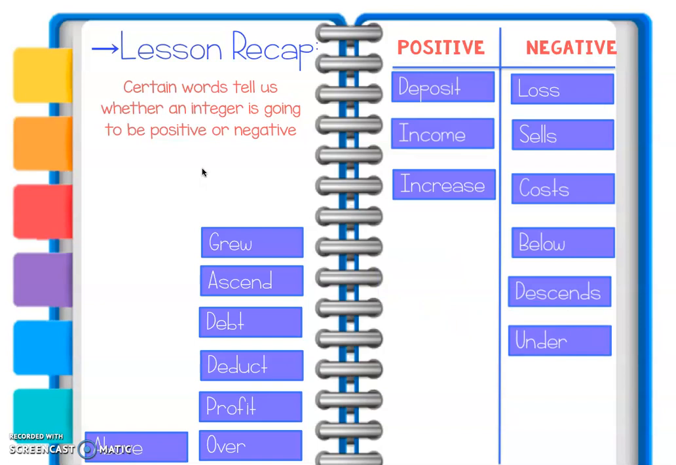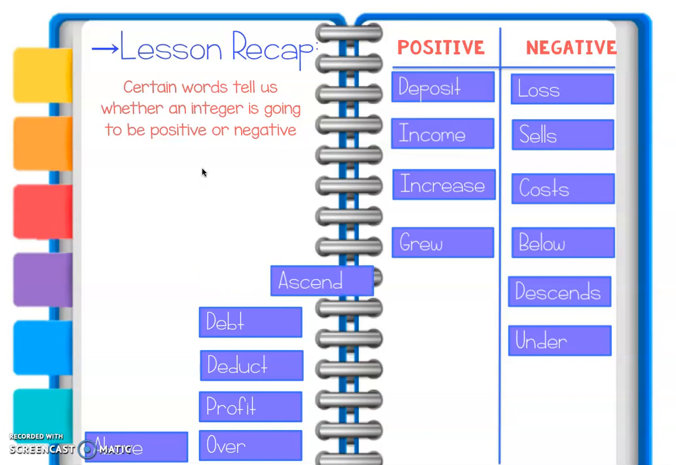Grew, let's say Elizabeth grew 3 inches. Grew gives us an idea of going up, so it's positive. Ascend is talking about when you go up in the air. Like an airplane ascends to a height of 4,000 feet. Ascend, since it's going up, tells us that it's going to be a positive.